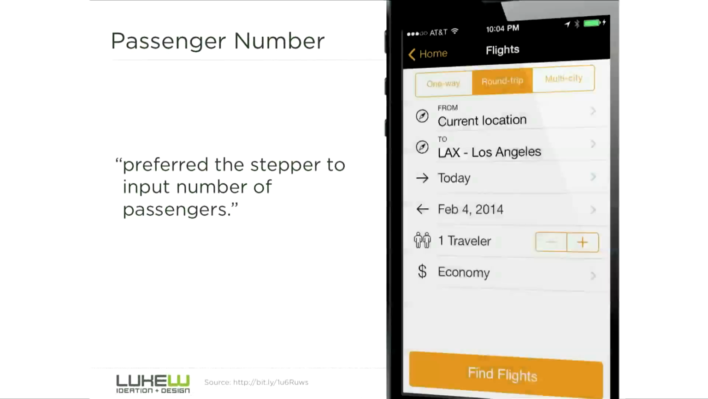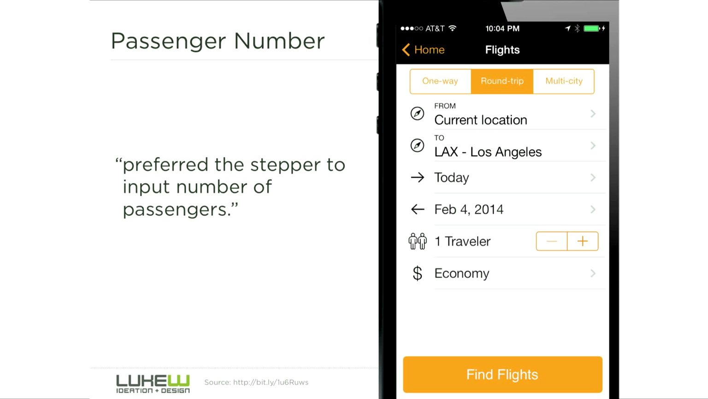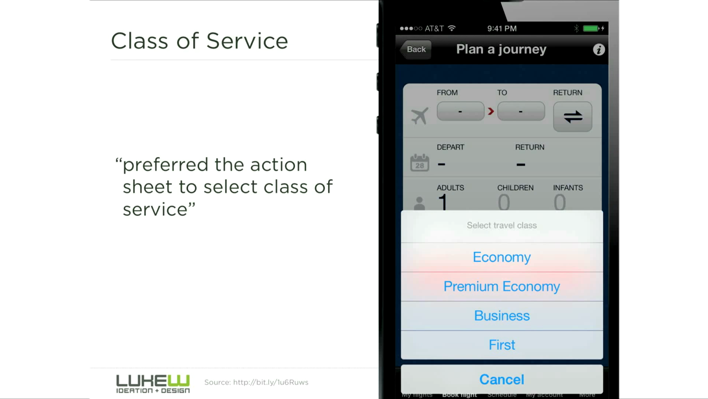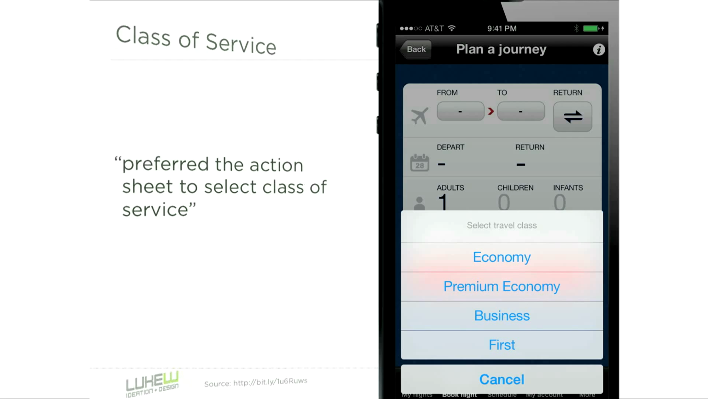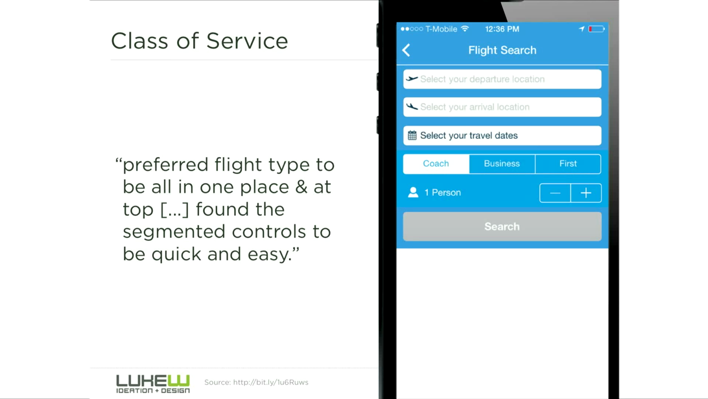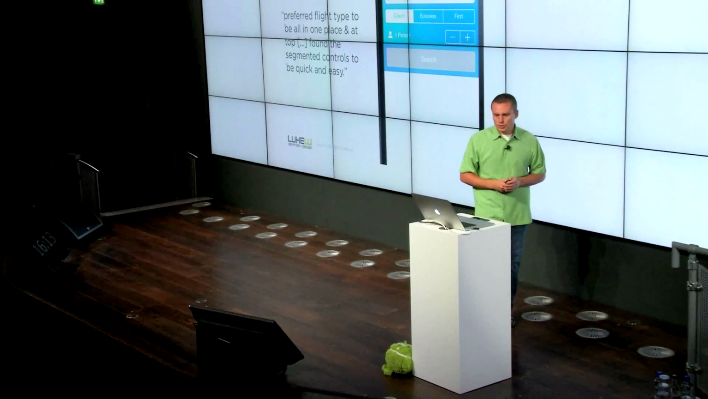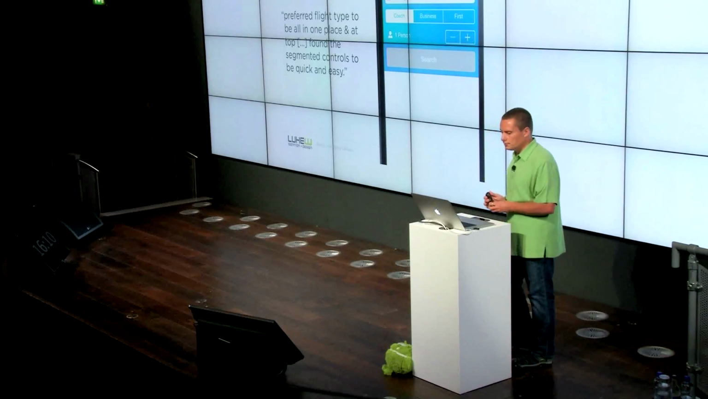When it came time to pick the number of passengers, the stepper came out on top. So it was a very quick and easy way for people to select how many folks they're booking a trip for. When it came to class of service, we found people liked the action sheet approach when there were many options, but they more liked that all the stuff was in one place, and the segmented control was an easy way to trigger that. So it turns out there were two controls that actually worked well for class of travel.